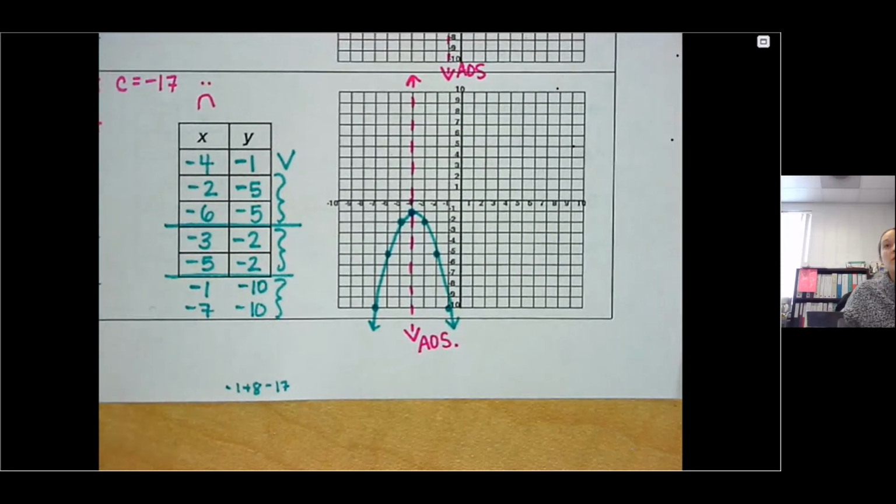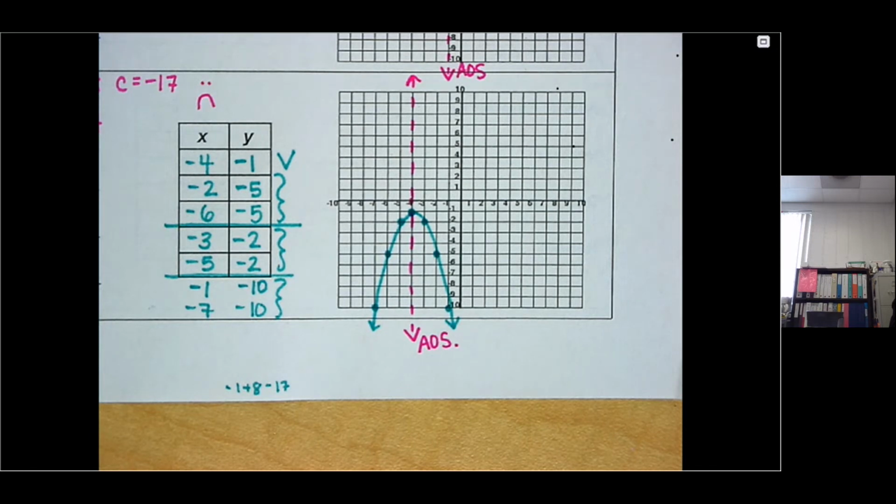Okay, so depending on what number you picked, I put all four down because I didn't know what you guys were going to pick. So if you plugged in negative three, you should have gotten negative 2. If you plugged in negative 5, you should have gotten negative 2. Those are mirror points. And then negative 1, negative 10, negative 7, negative 10. Excuse me, these are also mirror points. So it doesn't matter which one of these you did. As long as you have at least one more set of mirror points, you don't need all four of them.